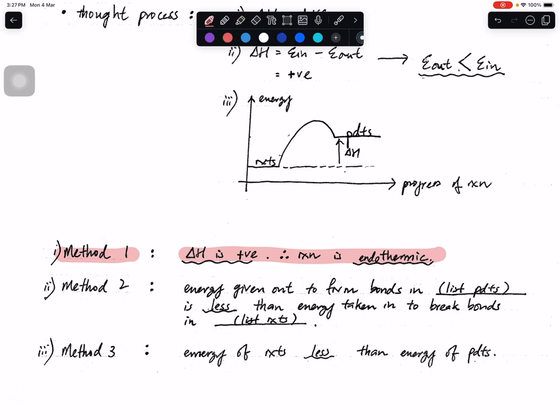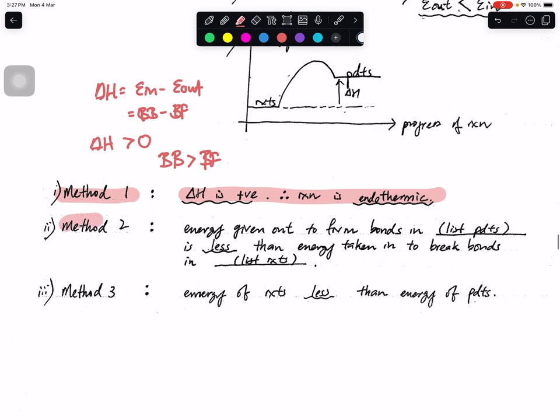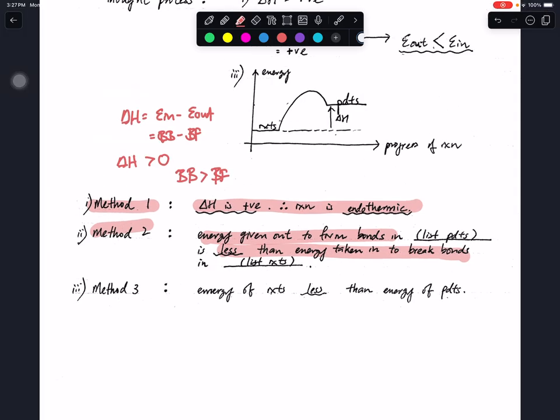But same thing, if you were to write out delta H equals E in minus E out, and this is bond break minus bond form, if your delta H is going to be more than 0, then you'll realize that your bond break must be bigger. So your bond breaking is more than your bond forming. So finally, you can tell me that in method 2, your energy given out to form bonds will always be less than the energy taken in to break bonds.